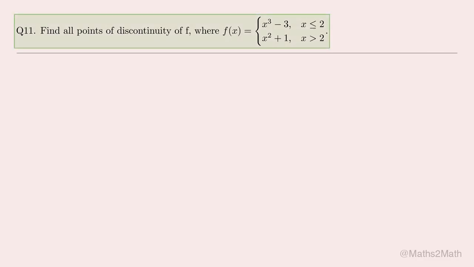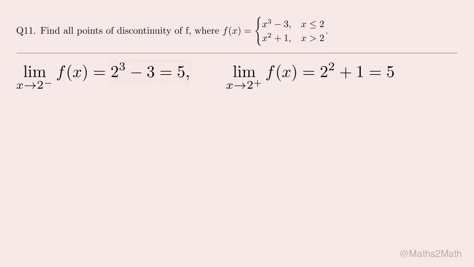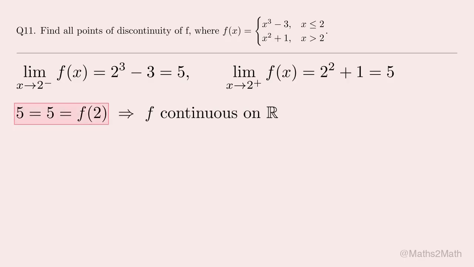Question 11. A cubic hands over to a quadratic at x equals 2. The junction test again. At 2, the cubic gives 8 minus 3, the quadratic gives 4 plus 1. They agree with each other and with f of 2, so f is continuous everywhere.